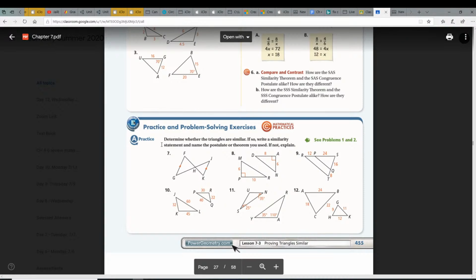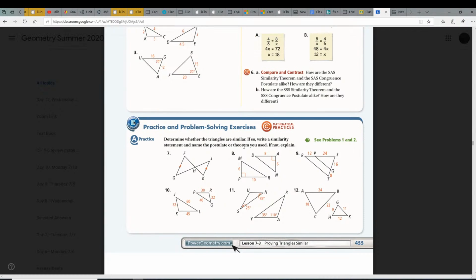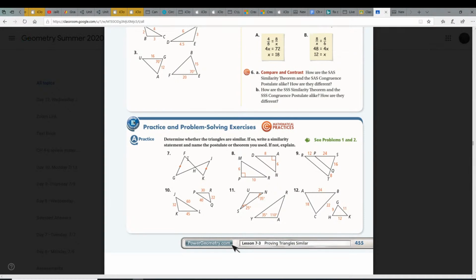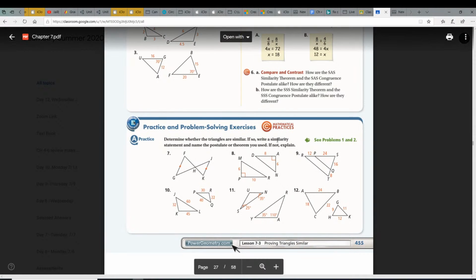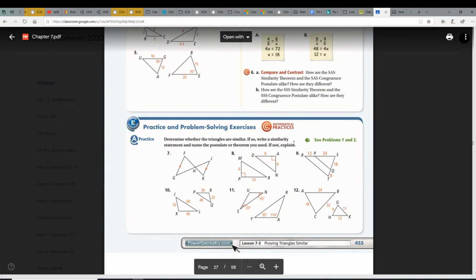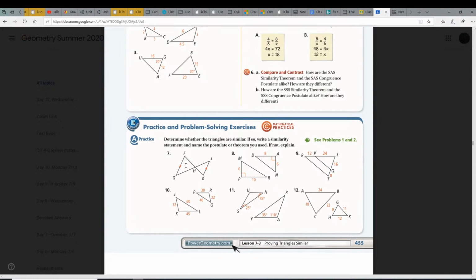Determine whether the triangles are similar. Now, similar means that all the angles are congruent, but the sides may be whatever, right? But the sides are proportional. If they are similar, then write a similarity statement and name the postulate or theorem you used. If not, explain.